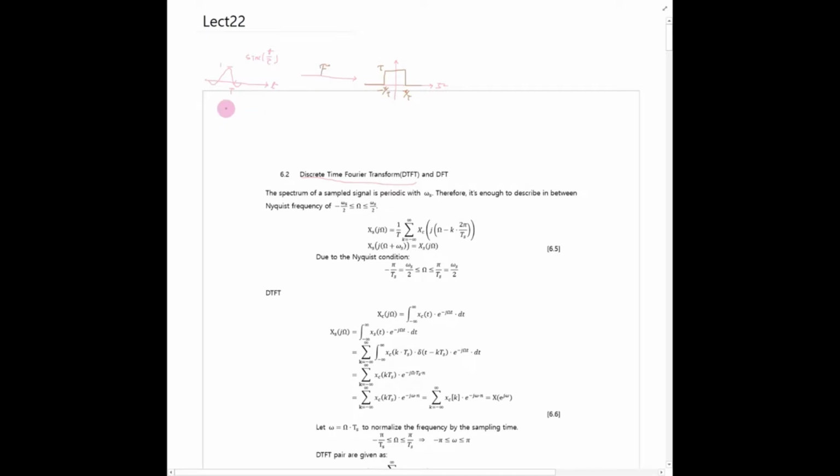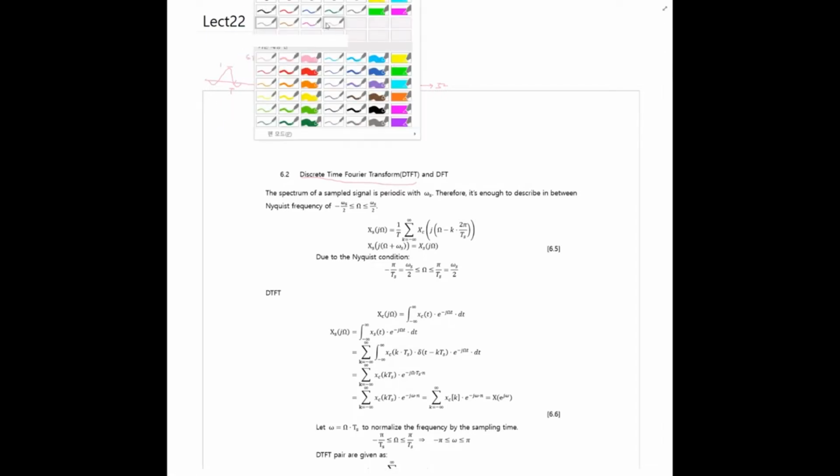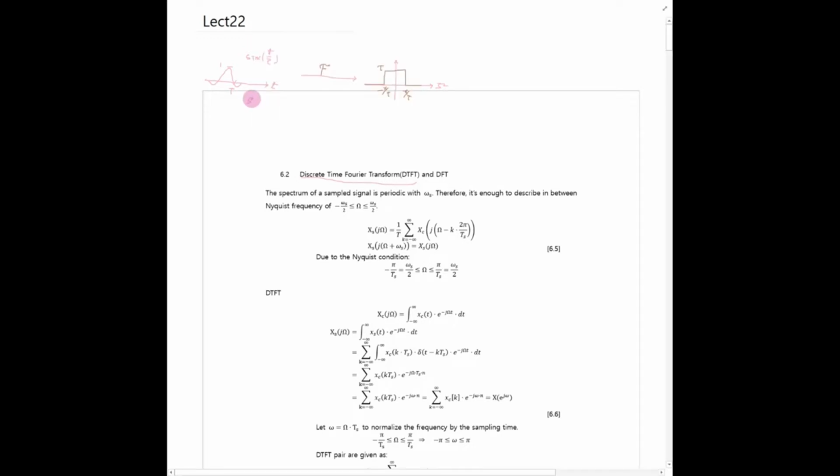What about the sinc square? If you take the square of this sinc function, t over tau, I take the product of sinc with itself, then the shape will look like this. By taking the square, the amplitude is the same as 1, but the first null is also at tau. So this is the squared version of that one.